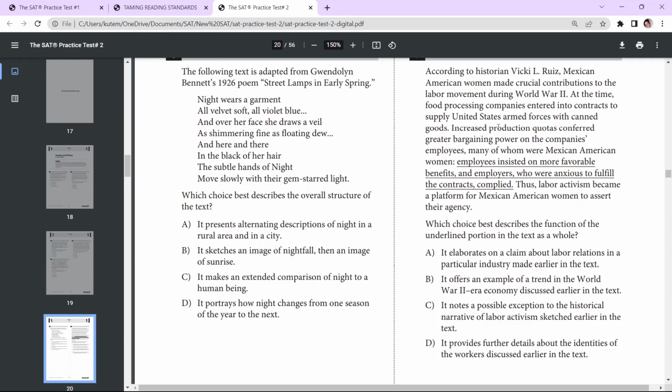So we're looking for the function of that specific sentence in the text as a whole. A says it elaborates on a claim about labor relations in a particular industry made earlier in the text. B says it offers an example of a trend in the World War II era economy discussed earlier in the text. C says it notes a possible exception to the historical narrative of labor activism sketched earlier in the text. D says it provides further details about the identities of workers discussed earlier in the text. Okay, so before we go through the details, does any answer already make sense? A, B, C, or D?